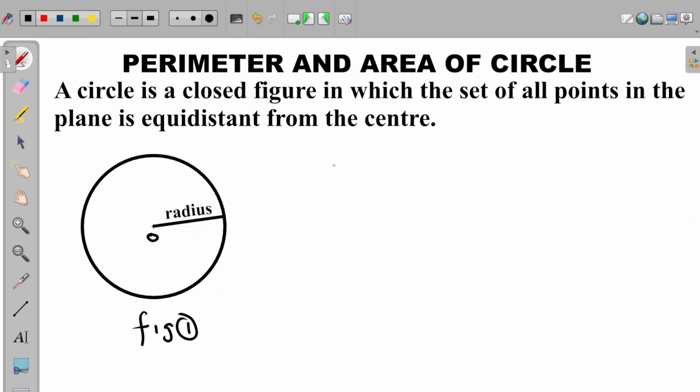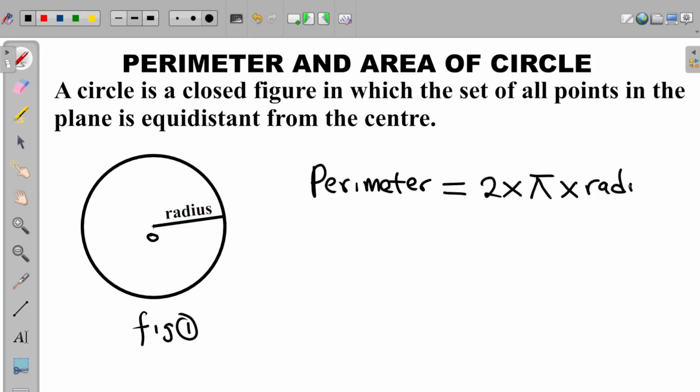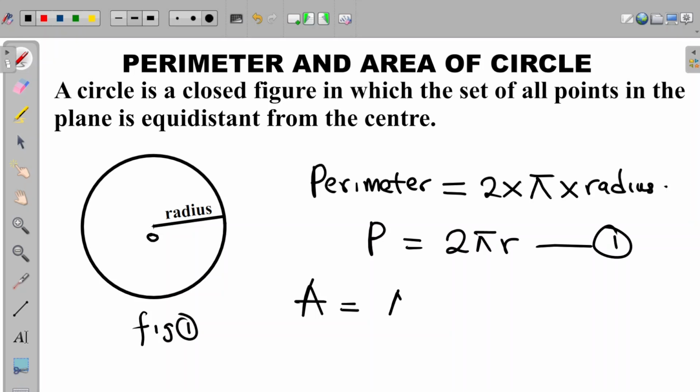First, the perimeter of a circle is given as 2 multiplied by pi multiplied by the radius. So the perimeter of a circle is given as 2 pi r. Let's call this equation 1. Also, to obtain the area of the circle, we have that area is equal to pi r squared. So the area of the circle is pi r squared.